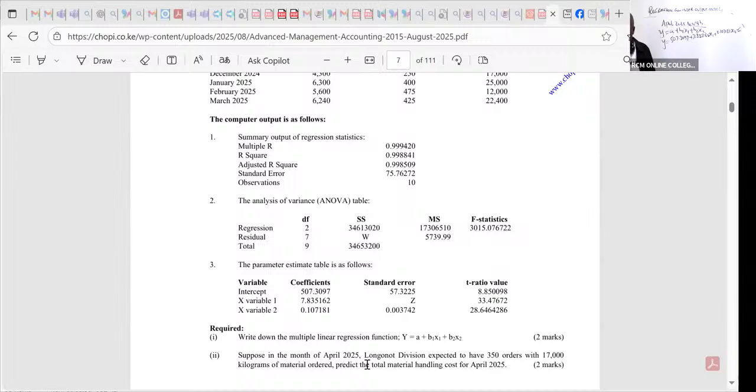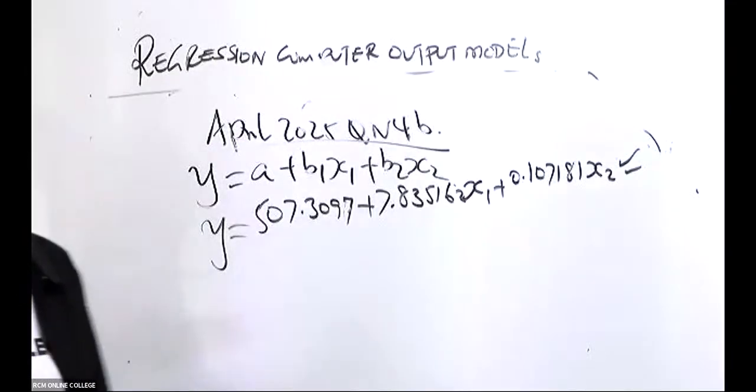So number 2, they want us to, you can see here, suppose in the month of April 2025, Longonot division expected to have 350 orders. If you remember very well, orders were X1, so basically X1 is 350, and 17,000 kilograms of material is X2. Predict the total material handling cost for April 2025. Very easy. Already I have a predicting model.